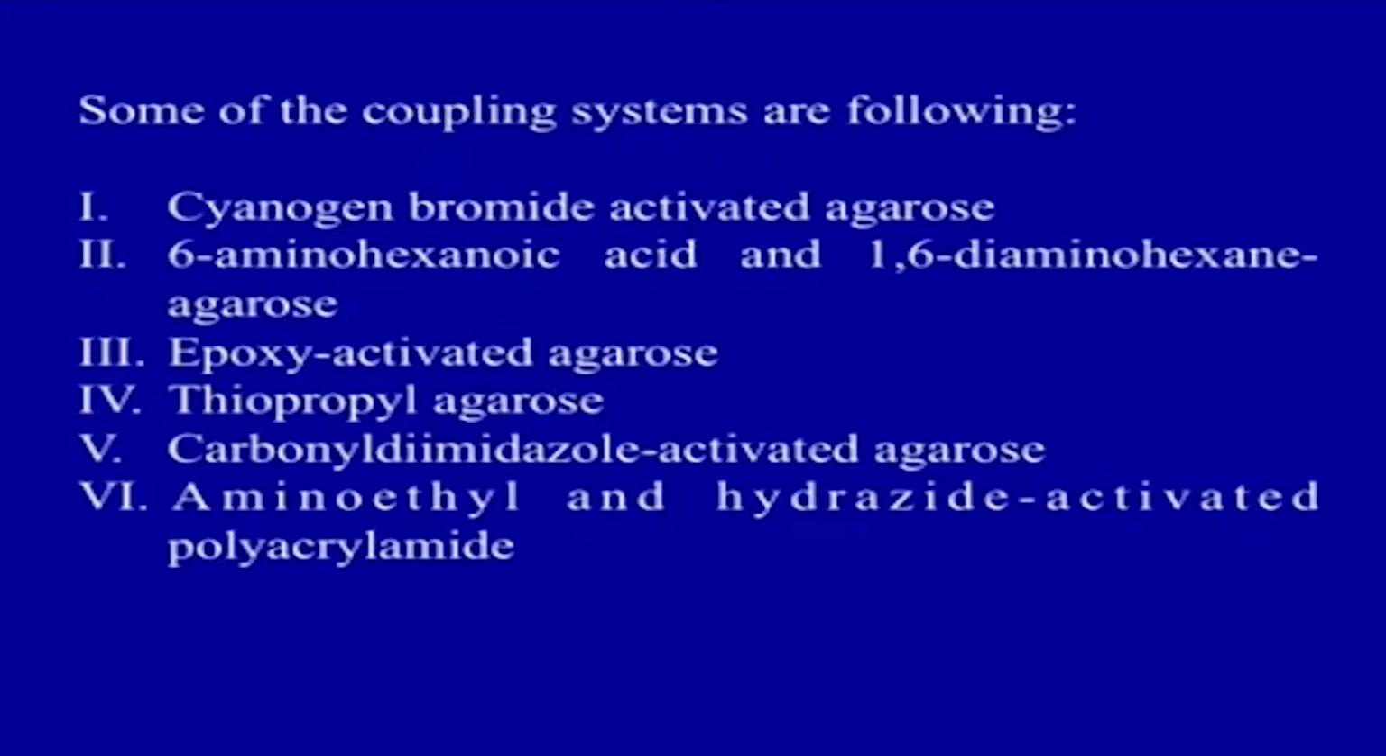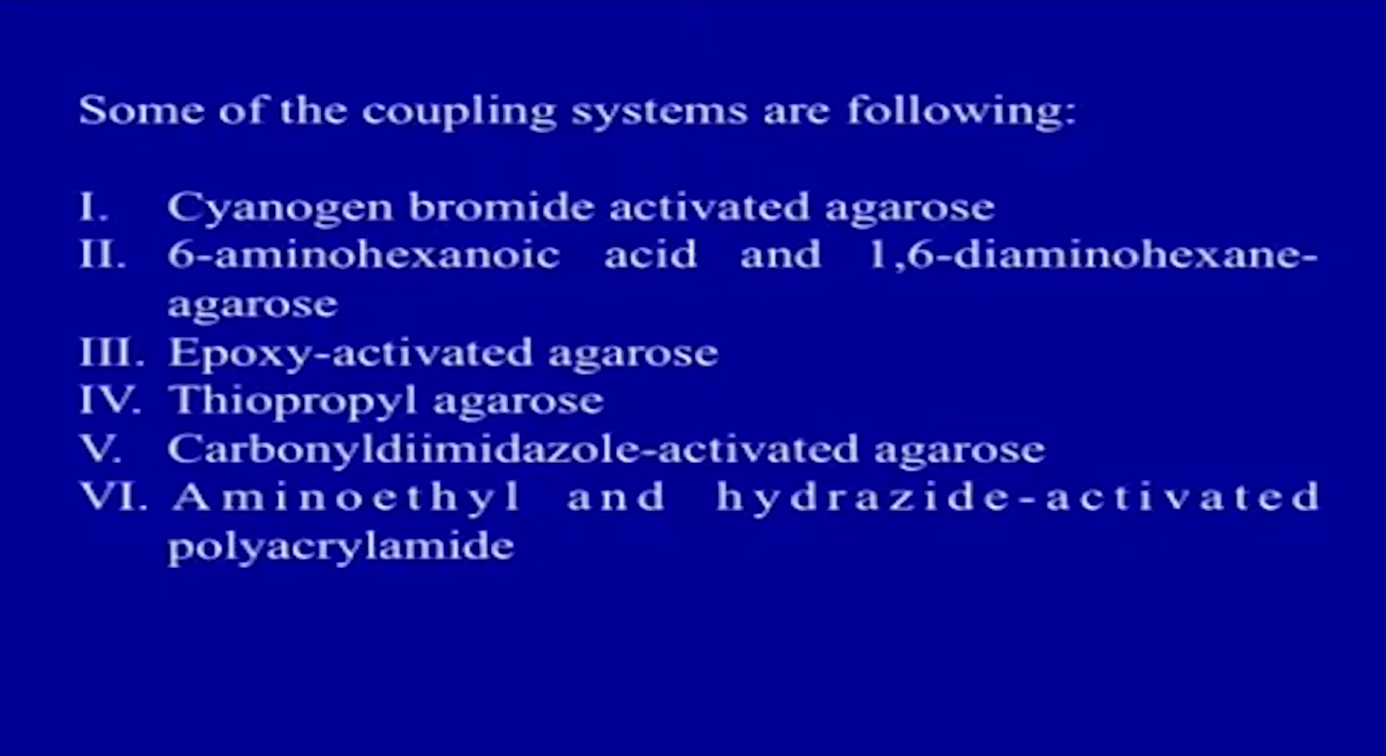Then there could be a lot of others like epoxy activated agarose, which is agarose to which 1,4-bis(2,3-epoxypropoxy)butane is coupled, which contains free oxirane groups. This group allows linkage of sugars, carbohydrates or any other ligand containing hydroxyl, amino or thiol groups. And then there could be thiopropyl agarose, and there are other materials which are available in here.